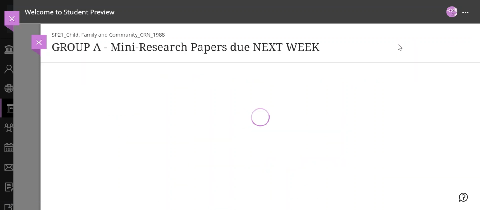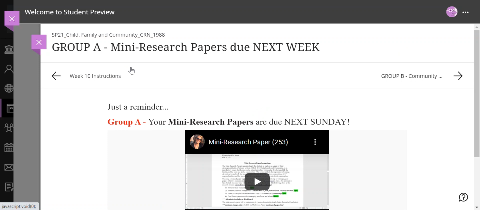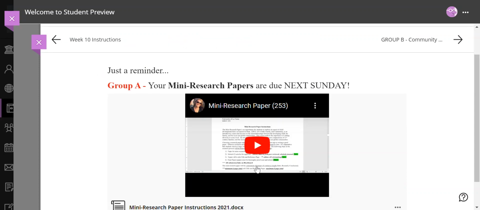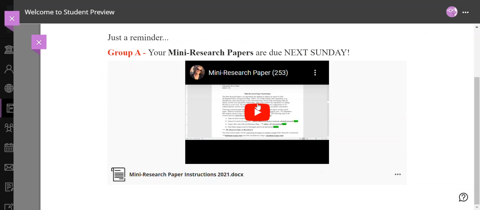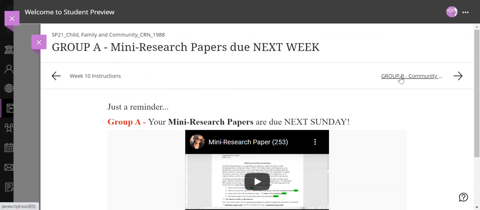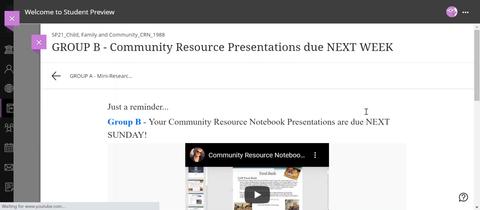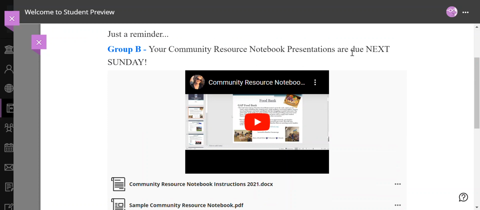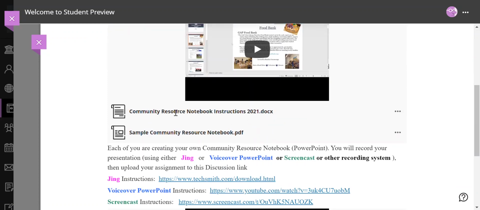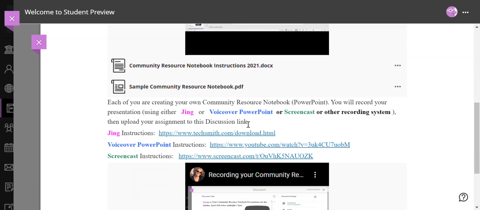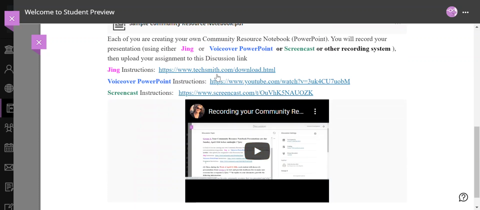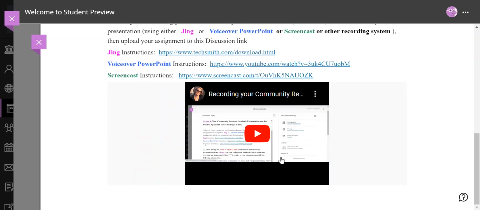Now, I also provide information for both groups. So, Group A, your mini research paper is due next week. So, again, we talked in class about the paper on week 9, but now it's time to really get into writing the paper. So, here are the instructions and the video. Now, Group B, again, you're working on your community resource presentation. So, here's a video about that. They're due next Sunday for Group B. Here's the instructions, here's a sample, and here are different ways that you could record your community presentation.